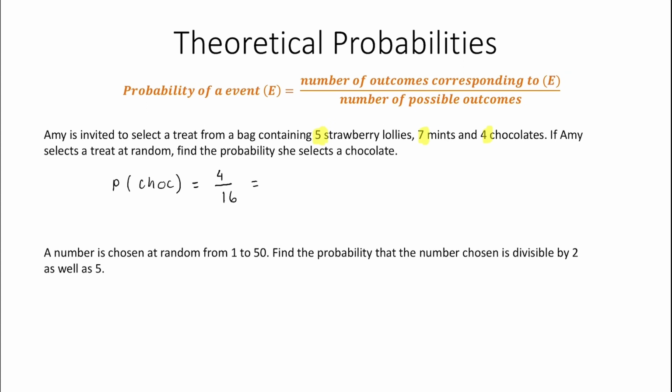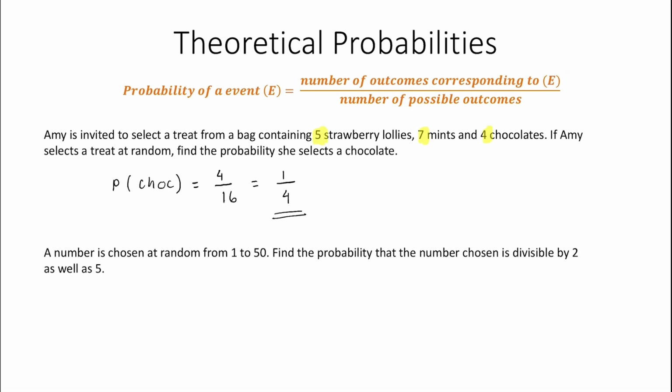Now, when we are working with probabilities, often it's much easier to work with simplified fractions. So if there is the option of simplifying those fractions, you definitely should. So in this case, we're finding the highest common factor of 4 and 16, which is 4. 4 goes into 4 once, and 4 goes into 16 4 times. So that is a 1 in 4 chance of selecting a chocolate from this bag.